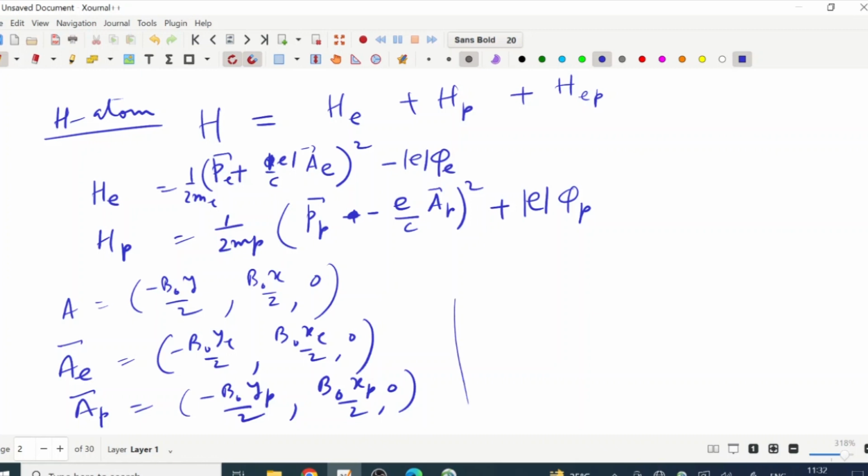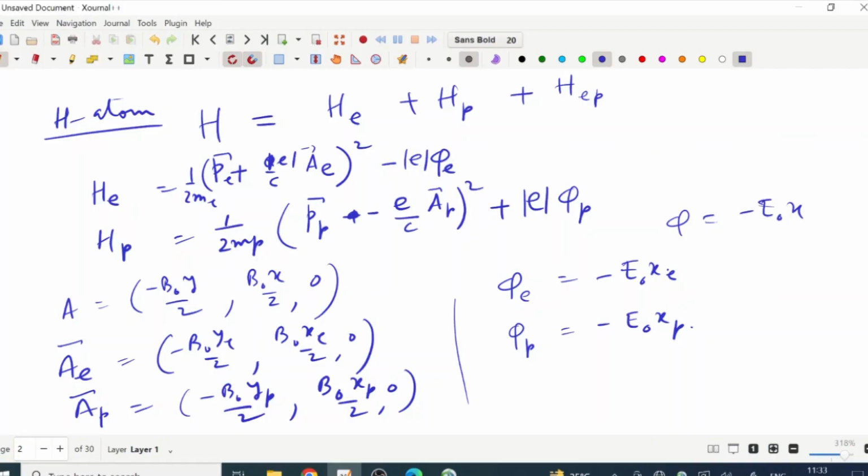Similarly, for scalar potential, you remember it was minus E0 x. So, scalar potential of electron will be minus E0 of x electron. Similarly, scalar potential of proton will be minus E0 x of proton. And the electrostatic potential energy, if you calculate, then you will get the Hamiltonian for hydrogen atom in the electromagnetic field.